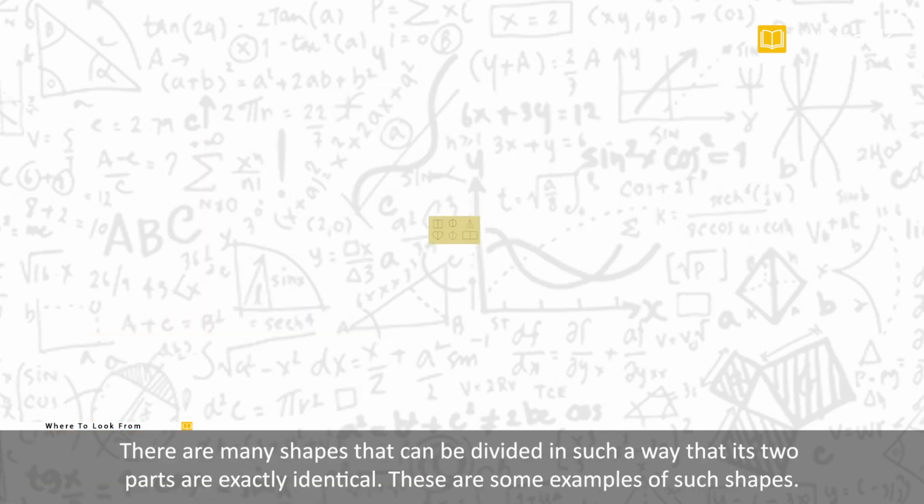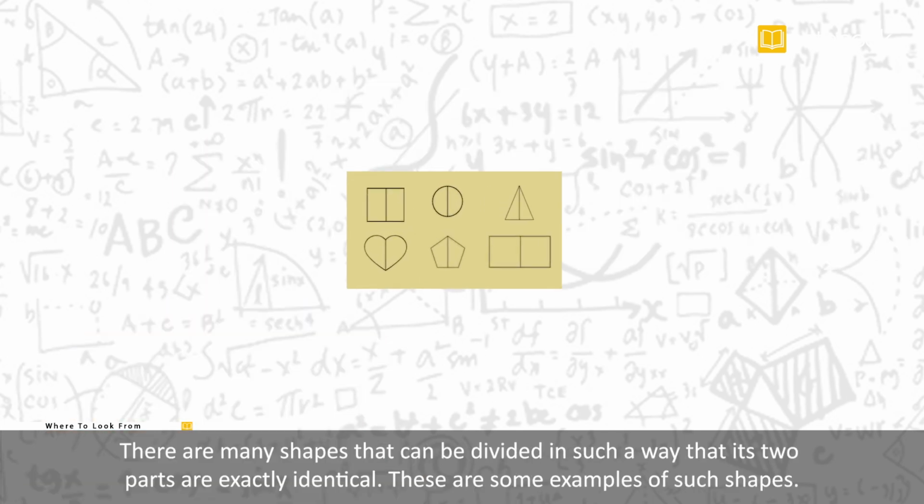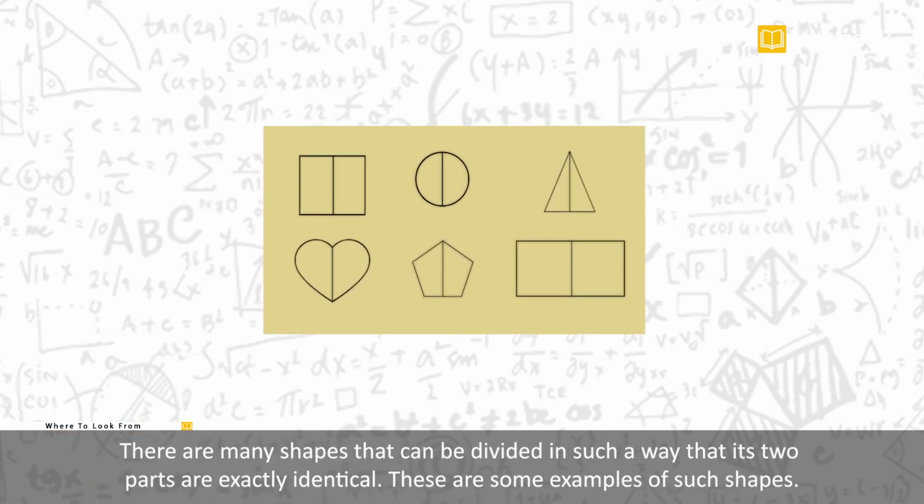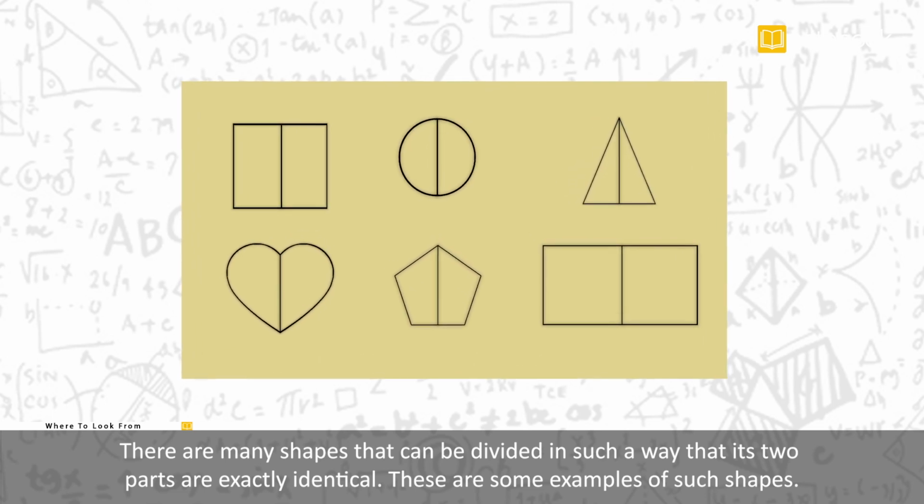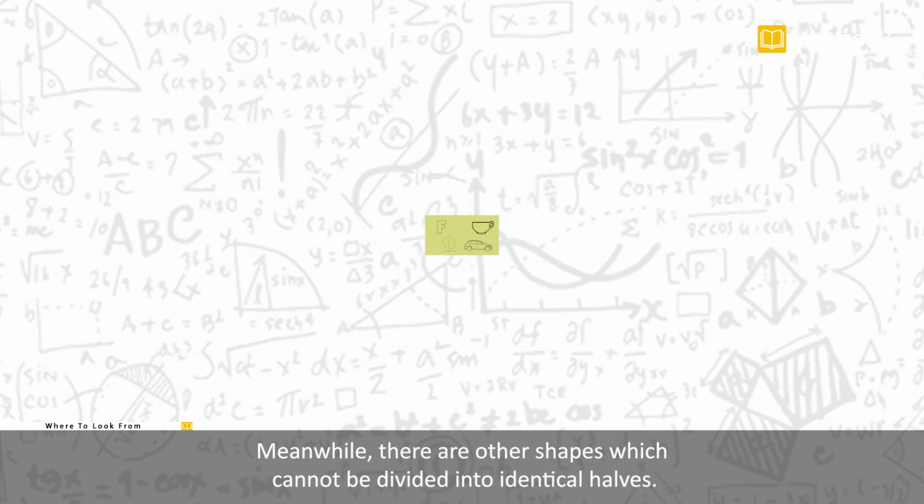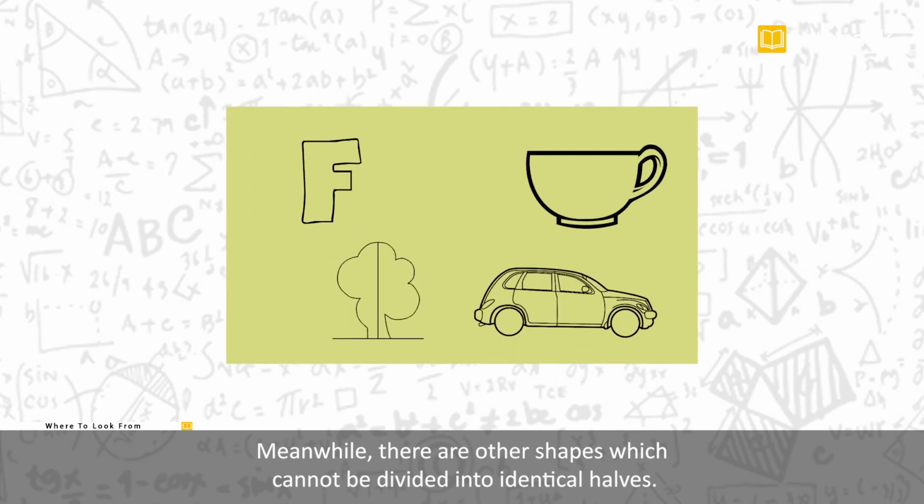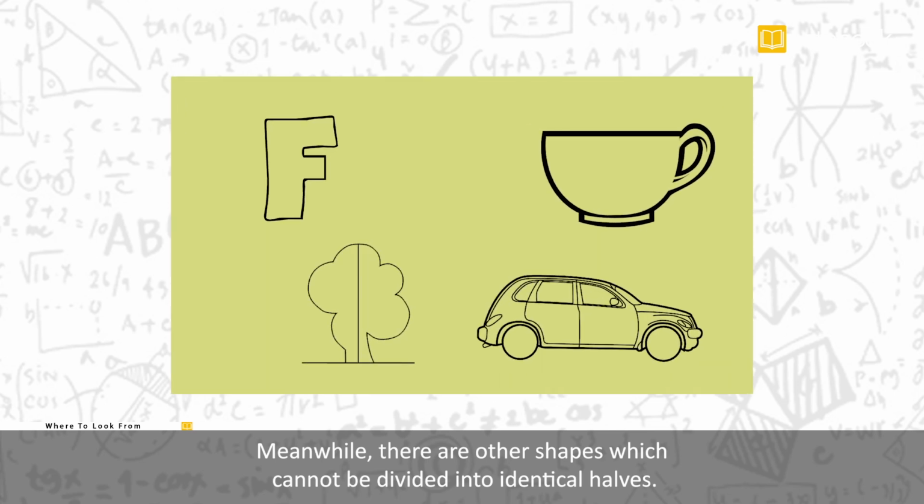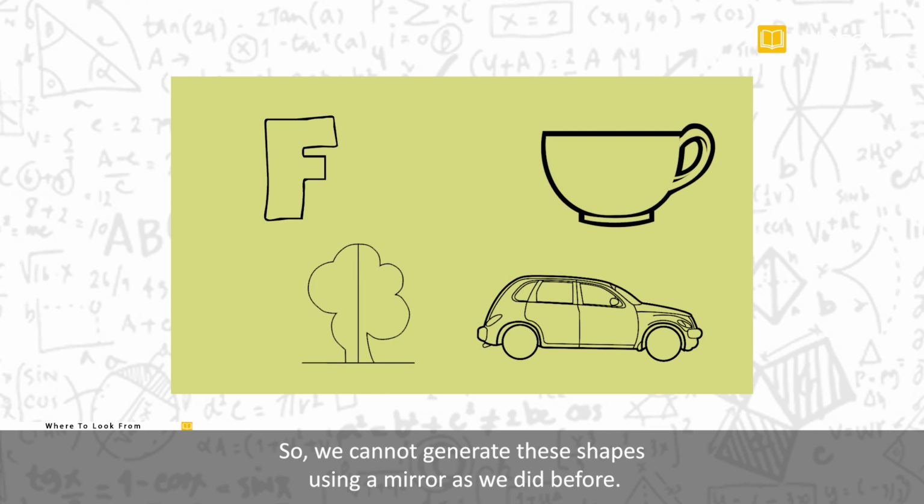There are many shapes that can be divided in such a way that its two parts are exactly identical. These are some examples of such shapes. Meanwhile, there are other shapes which cannot be divided into identical halves. So, we cannot generate these shapes using a mirror as we did before.